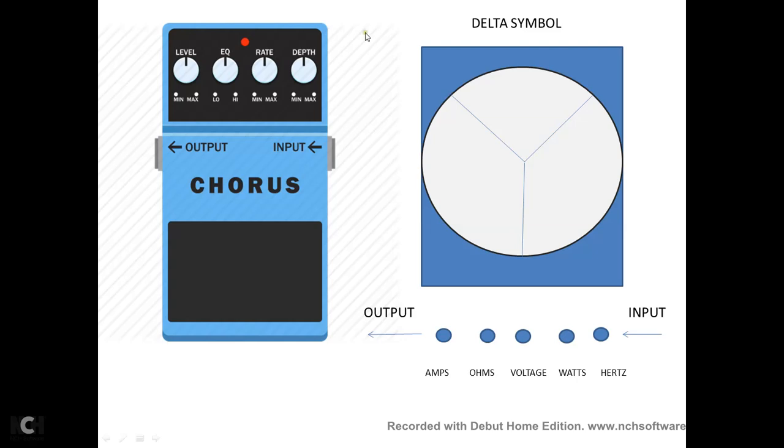This is your Delta Wye three-way winding. Basically, it's just like an amperage pedal. You can adjust the amps, ohms, voltage, watts, and hertz, going from input to output.